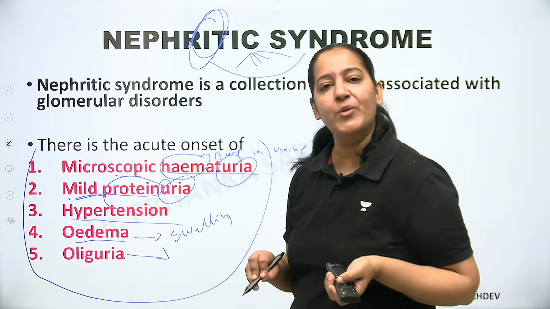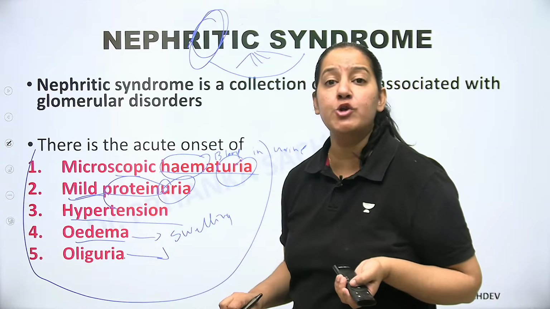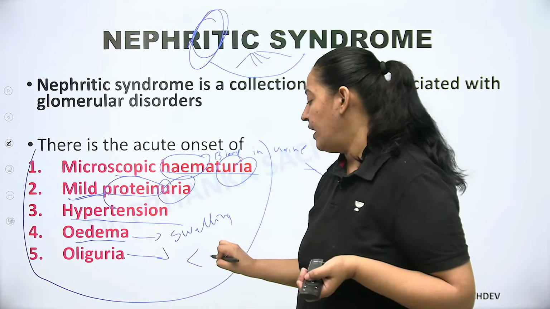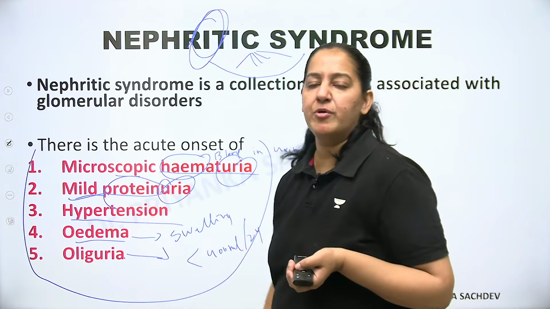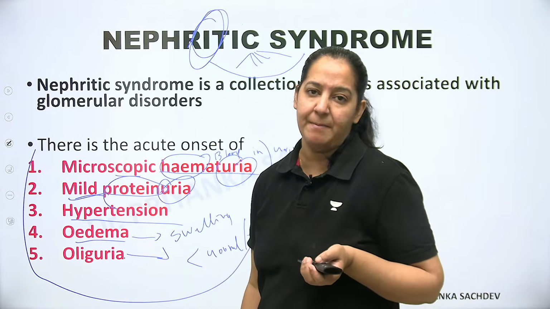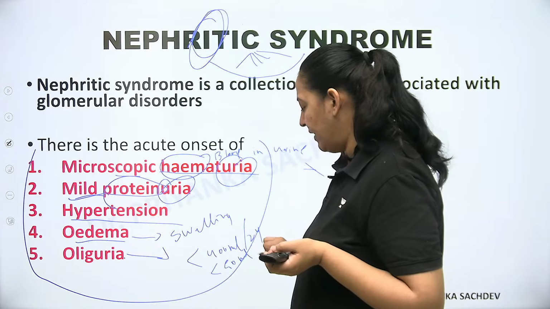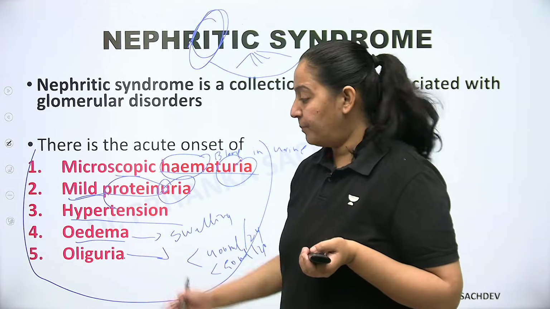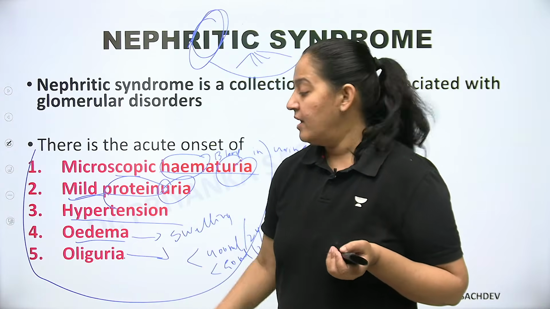What is the definition of oliguria and anuria? Oliguria is urine output in 24 hours of less than 400 ml. In the complete 24 hours, the urine output of the patient is less than 400 ml, so the patient has oliguria. And if it is less than 50 ml per 24 hours, it is known as anuria. So the patient is going into acute or chronic renal failure.